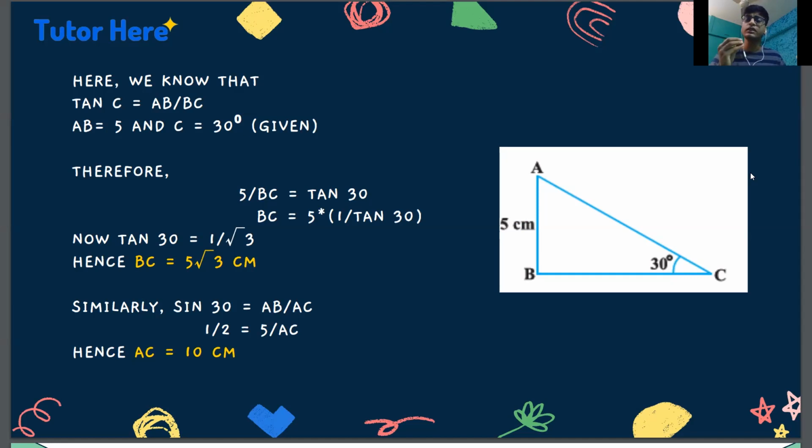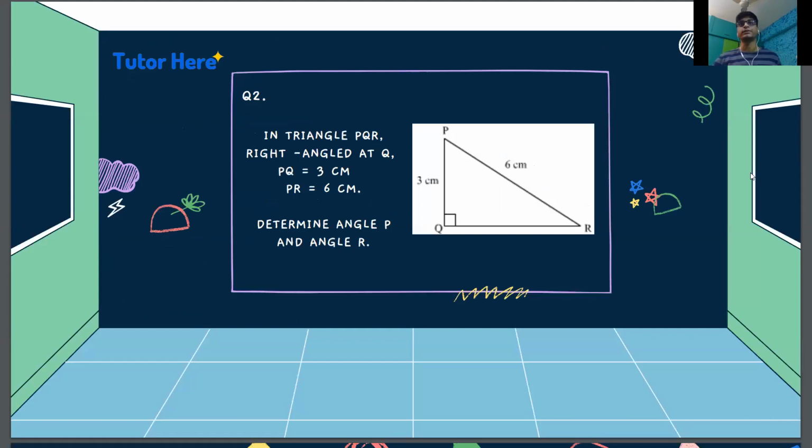Similarly, sin 30 is equal to AB by AC. Therefore, 1 by 2 is equal to 5 by AC because sin 30 is 1 by 2. Hence, AC is equal to 10 centimeter. So once you learn all the values, it is quite easy to solve questions. Let's look at another question.